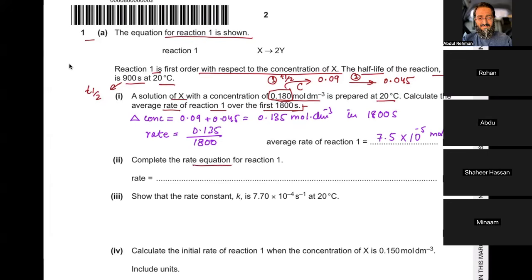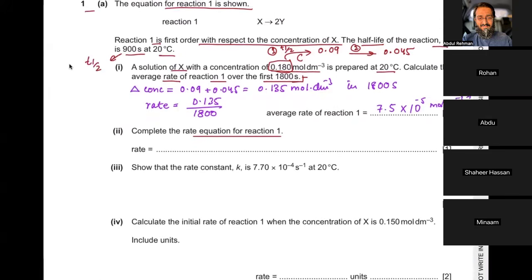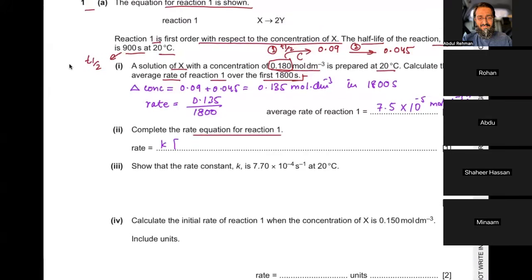Now, complete the rate equation for reaction 1. So as they have told you that it is first order with respect to reactant X, rate is equal to rate constant k times concentration of X.